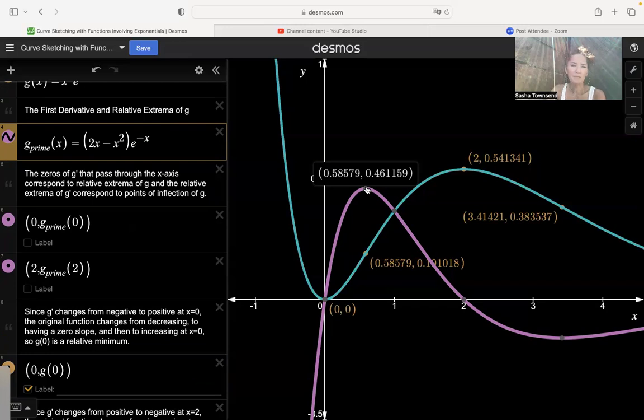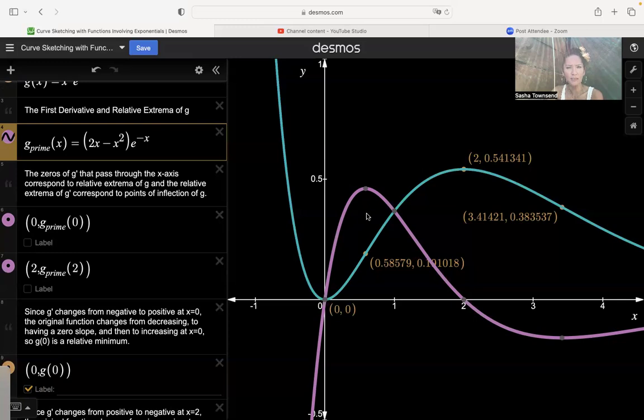0.5879. So since the first derivative is increasing before we get to that point, the original graph should be concave upward there. And then since the function is decreasing after that point, the original graph should be concave downward. And the corresponding XY pair on the original graph should be a point of inflection. And if we look at the original graph, that's what we see. It's concave upward over here. It's concave downward over here.